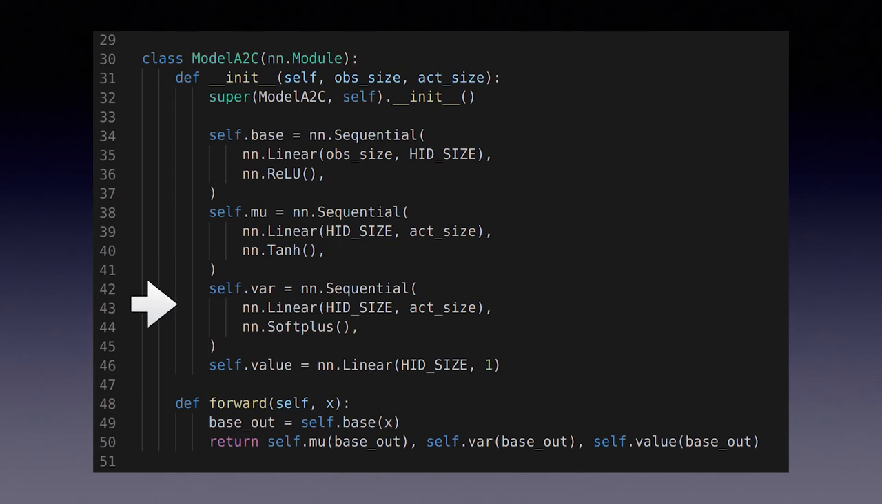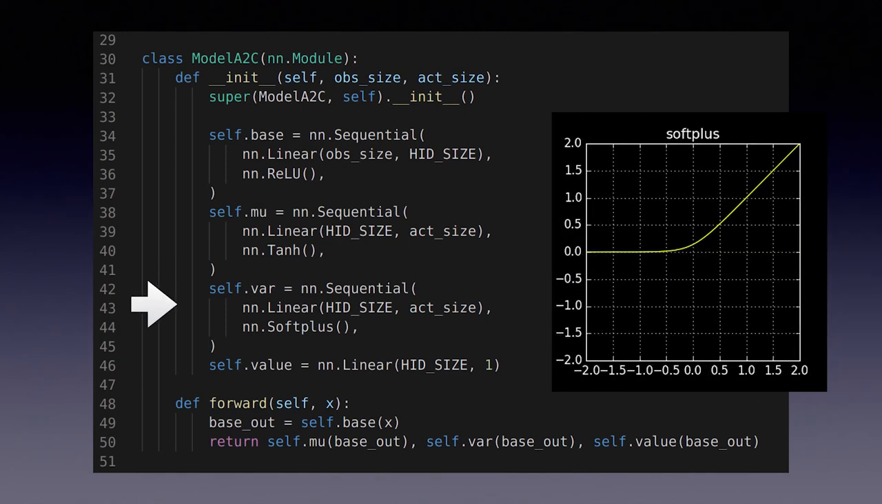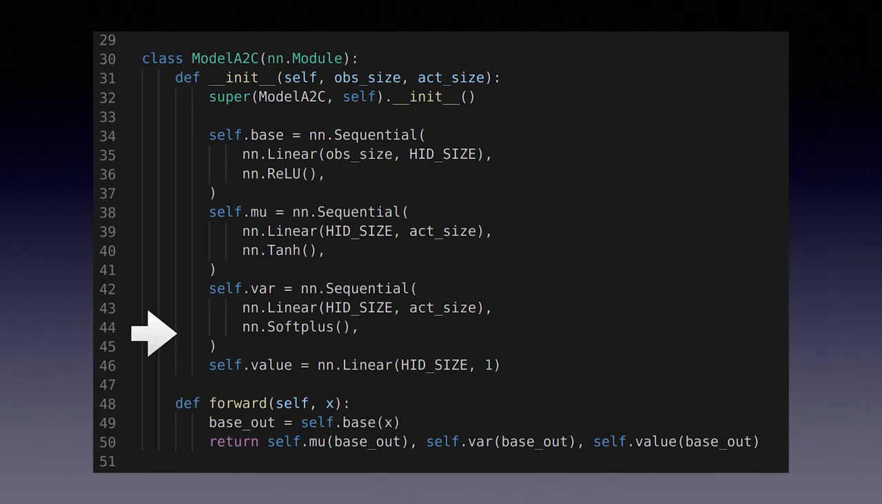Now let's look at the variance head. Variance is always going to be positive. In this case, we use a softplus function, which is a smooth ReLU function, which allows a slight amount of negative values to get transformed into positive values. The value head works exactly the same as before.